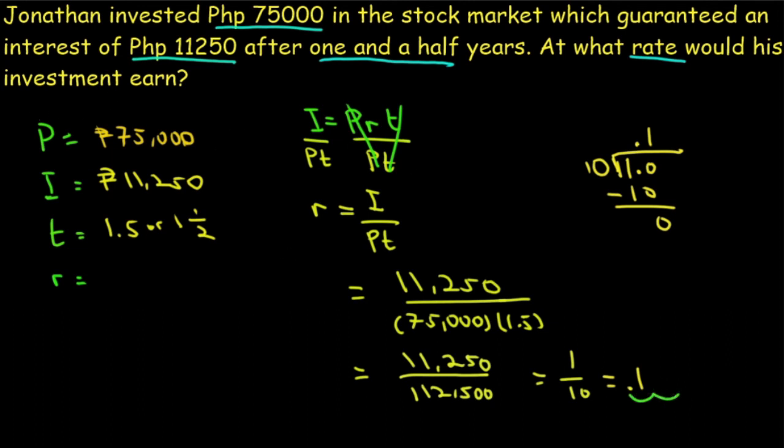Which means, yung decimal point, mapupunta dito. At dahil merong gap dyan, lagay ka ng placeholder na 0. Wala na tong decimal point dyan kasi nilipat na natin. Ibig sabihin, 1 over 10 o yung 0.1 is also 10%. No need to write this decimal point. Kung nandito siya sa dulo, hindi mo na kailangan isulat. And this is our answer. That is the rate na nag-earn yung investment ni Jonathan. No? Tumubo siya ng 10%.